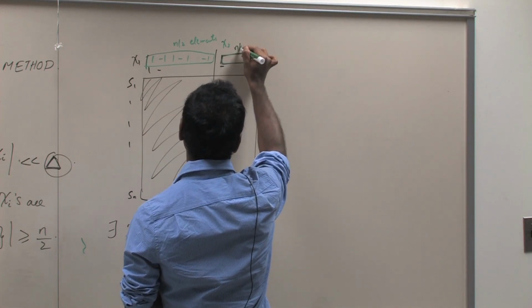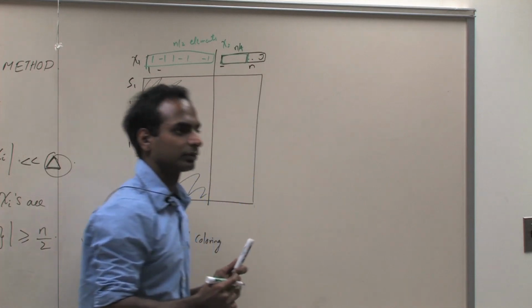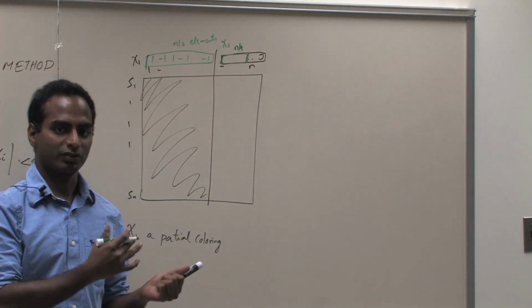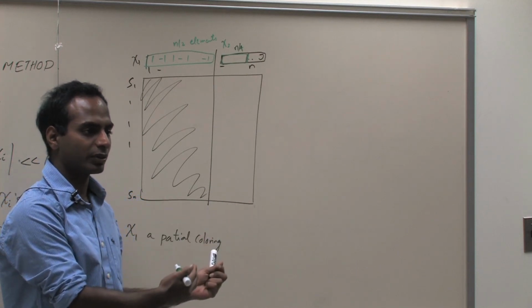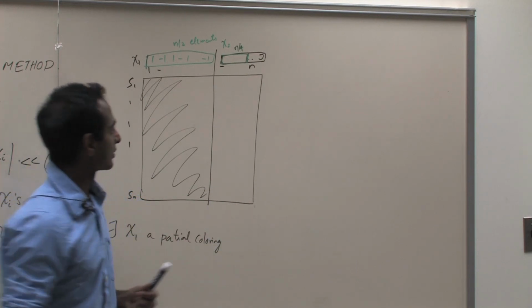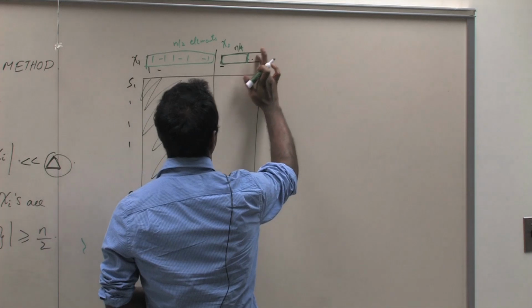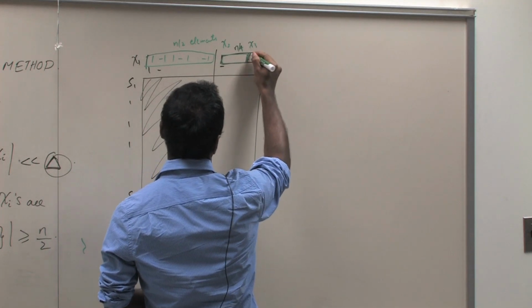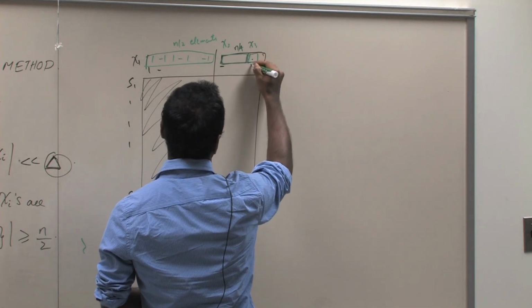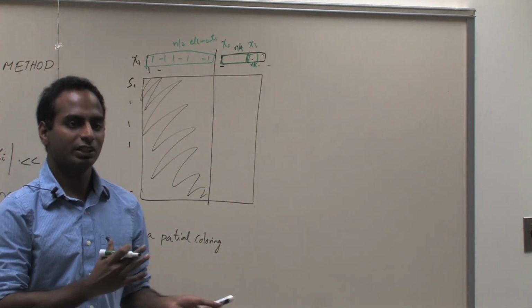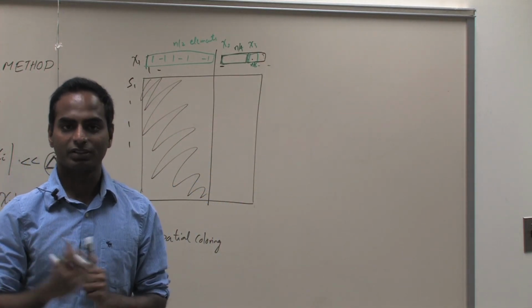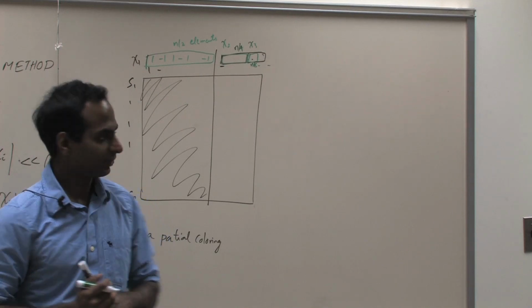And this will have n over 4 elements. Okay, we started out with the partial coloring having half the size of the universe, and now it's n over 4, and we repeat this process, right? Then we'll have chi3, which is n over 8, and so on. Eventually we'll color everything, but initially we just color half the elements every time.